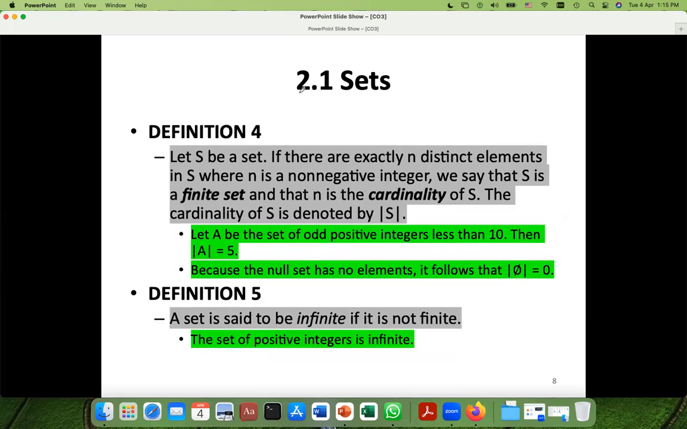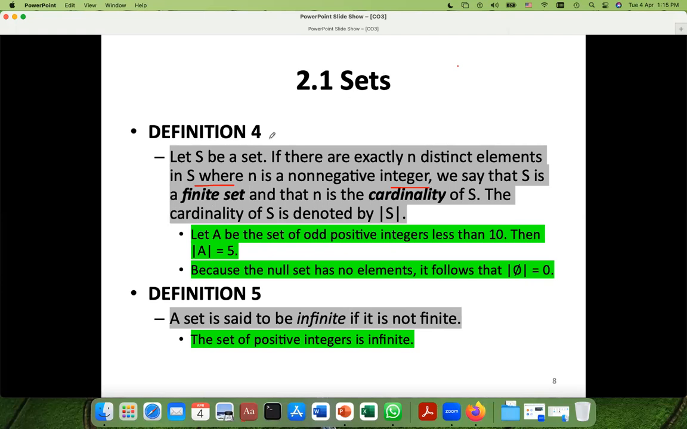And now moving on, we are going to see the finite set and the cardinality. Finite set. Generally, a finite set means a set which has a fixed number of elements.